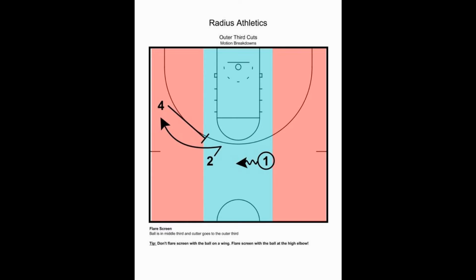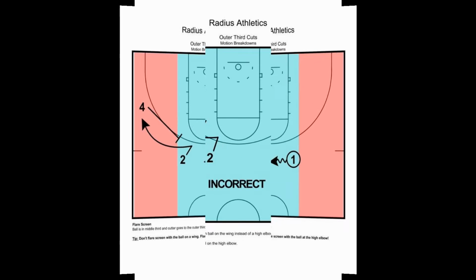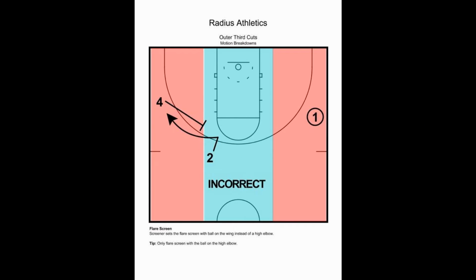Another way to look at the timing of flare screens is to look at the court divided into thirds. Ideally, you flare screen when the ball is in the middle third of the court, for the cutter often goes to the outer third of the court. You want to set the flare screen with the ball in the middle of the middle third of the court rather than the opposite outer third of the court. Therefore, it's incorrect to flare screen on 1/3 of the court while the ball is still on the outside third of the court.